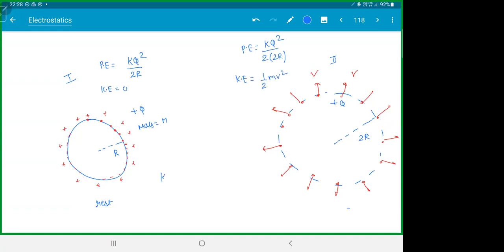Initial is equal to final. हो गया था, इतना ही करना था. KQ square by 2R is equal to KQ square by 4R plus half mv square. Simplify. This will be KQ square by 4R 2 by m root is V. Simplify that, you'll get the answer.